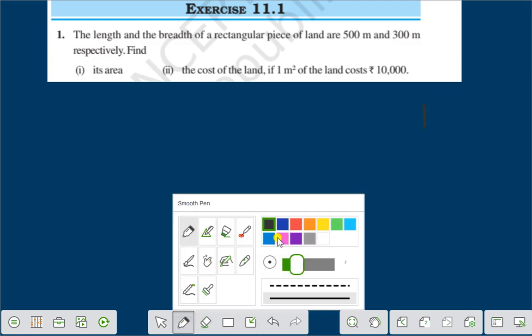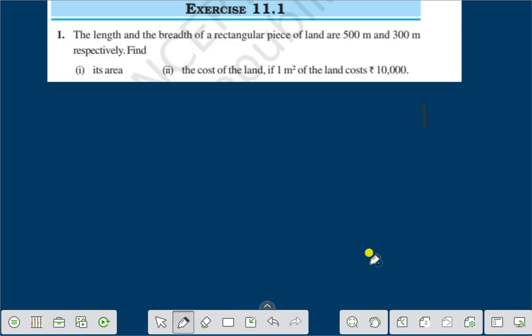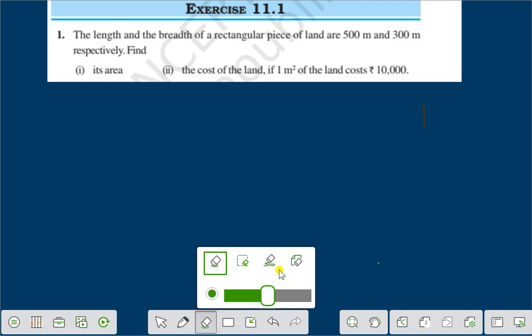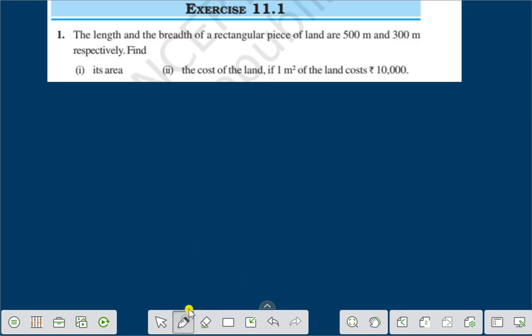Suppose this is a rectangular piece of land. This is a rectangle, right? And the length of the land is 500 meters. This is 500 meters. And the breadth is 300 meters. Right? We have to find the area of a rectangle.